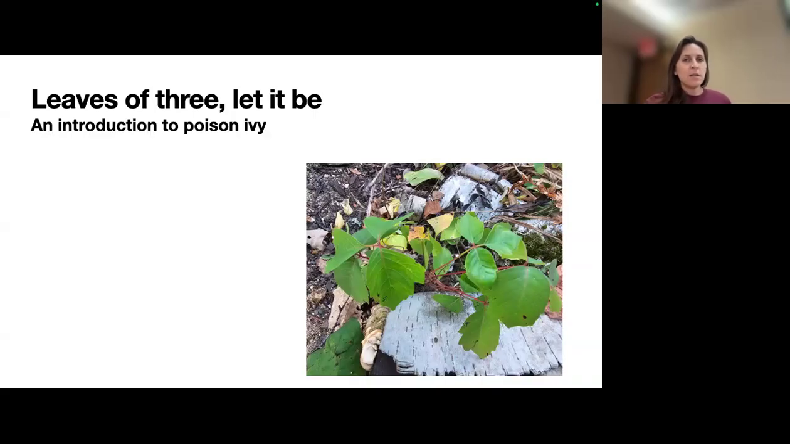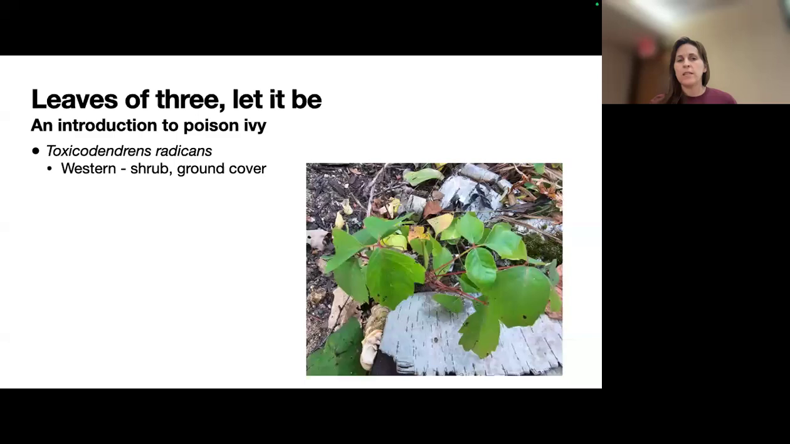So we're going to get started with some of the botanical properties of poison ivy. It's known as Toxicodendron radicans. And in Minnesota, we have two varieties, the first of which is the Western poison ivy. This one can grow as a short shrub, like 1 to 2 foot tall, coming out of a main stalk, or it can spread across the ground as a sort of ground cover. The example that I have right here is an example of that shrub-like growth.